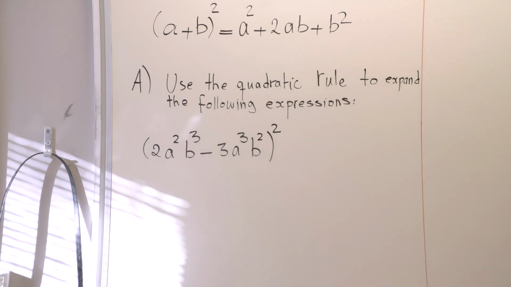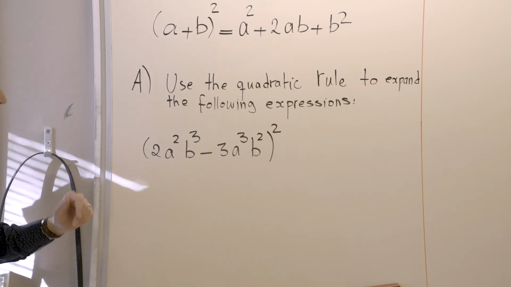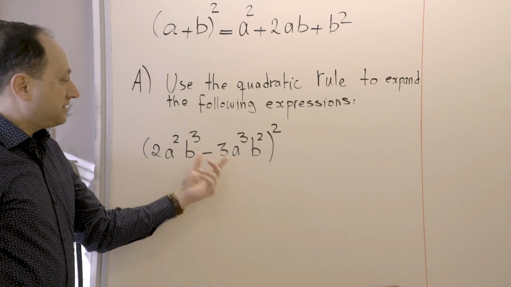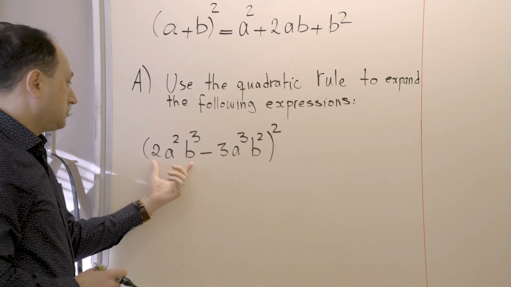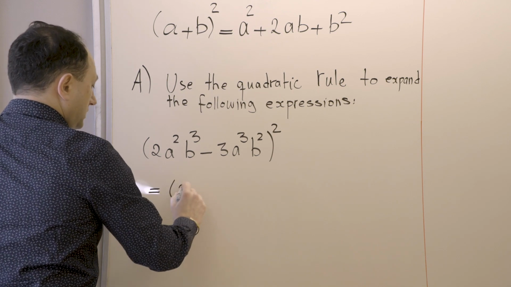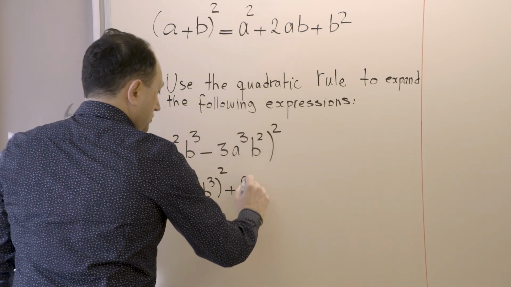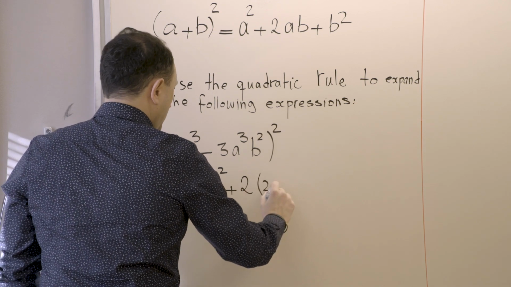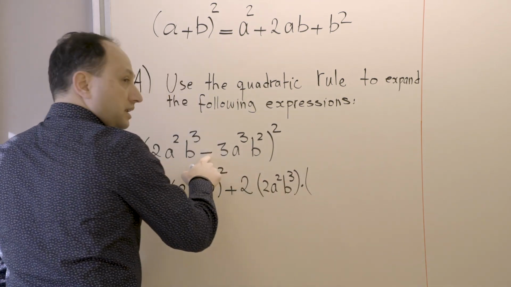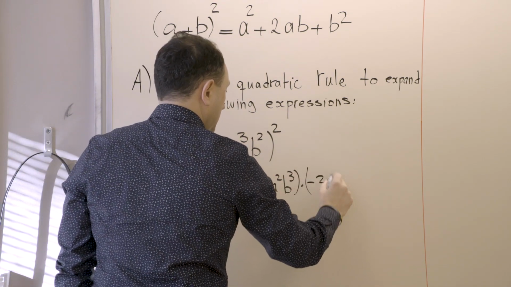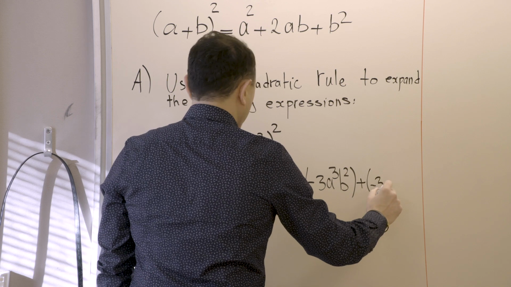Okay, do you think that I can use this pattern to expand this? Yes, because I have 2 terms added or subtracted, and I want to raise it to power 2, so I can use that rule. The rule tells me that you need to square the first one, which is (2a^2 b^3) to the power of 2. And then plus 2 times the first one, the first one is 2a^2 b^3, multiplied by the second one. The second one includes a negative sign itself, so it becomes minus 3a^3 b^2. And then finally plus the second one to the power of 2, yes?